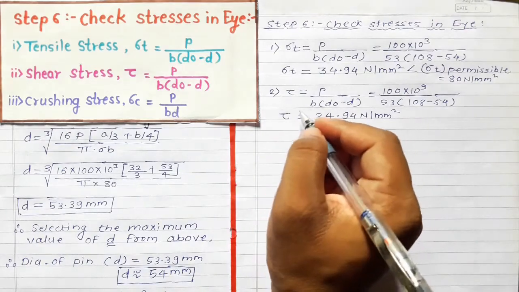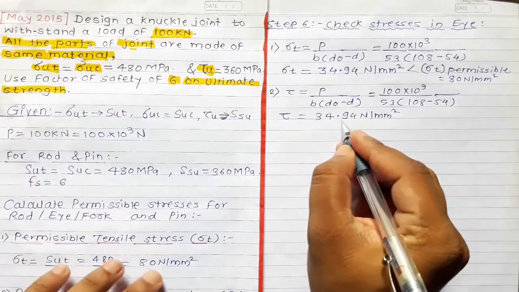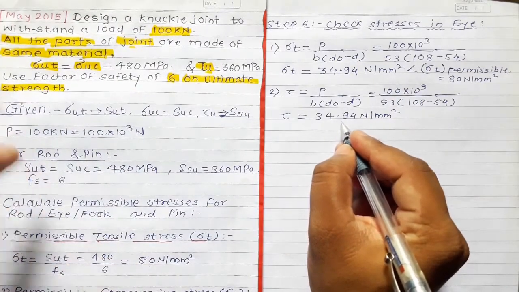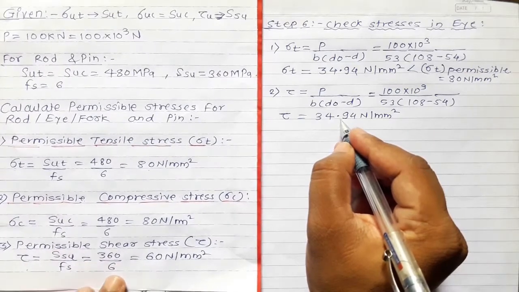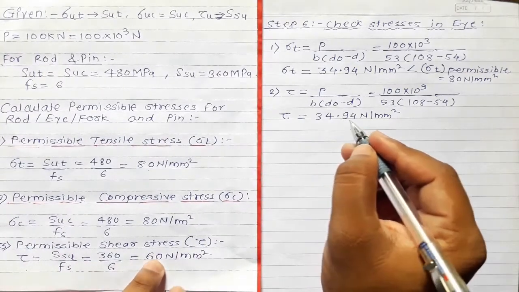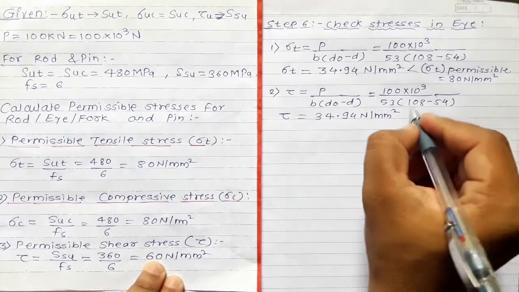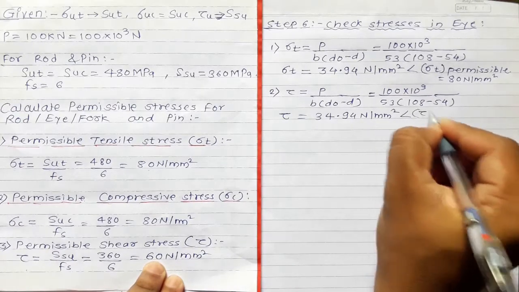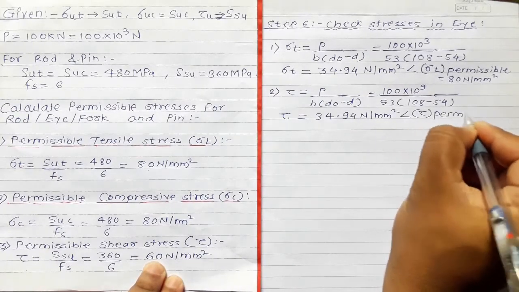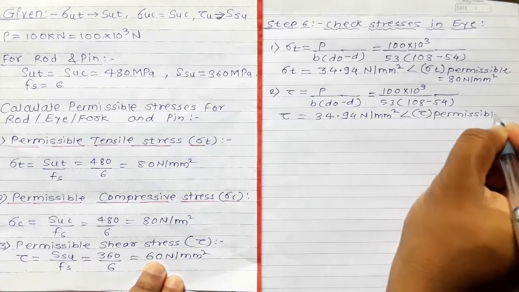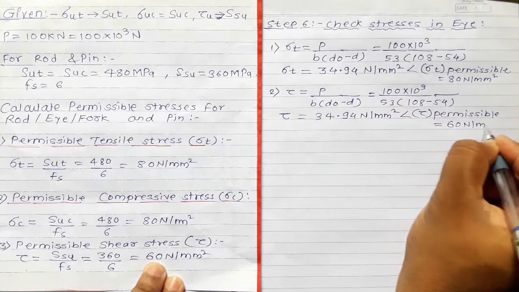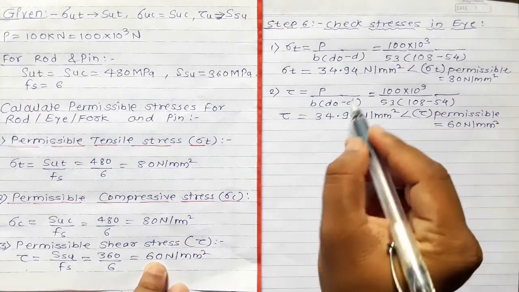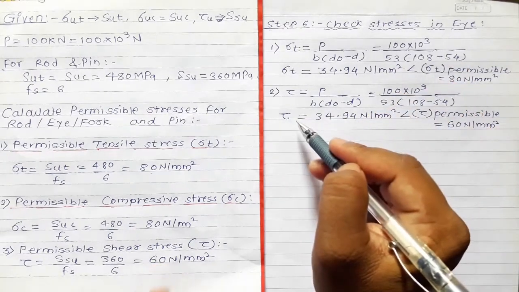So we will get the same answer from this calculation of the RHS, but this is the induced shear stress in this eye. And if you compare this value of induced shear stress with the permissible shear stress, the permissible shear stress for all parts including the eye is 60 Newton per mm square, and thus this induced shear stress is less than tau permissible, that is the permissible shear stress, whose value is 60 Newton per mm square, and therefore we can say that the design of the eye under shear stress is safe.